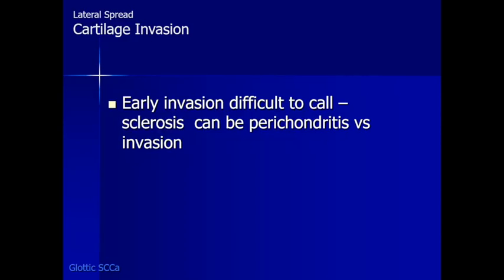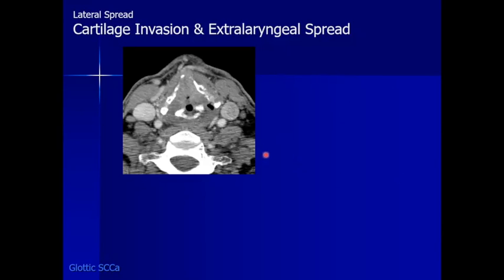Okay, I keep talking about cartilage invasion. And the early invasion of the cartilage is difficult to call. I just showed you lytic invasion. That was very obvious in the anterior commissure, but it's not uncommon for a tumor to go into a cartilage and cause sclerosis, or have adjacent tumor to a cartilage cause reactive sclerosis or perichondritis, and that's what the dilemma is. So when do we know a patient has cartilage invasion?